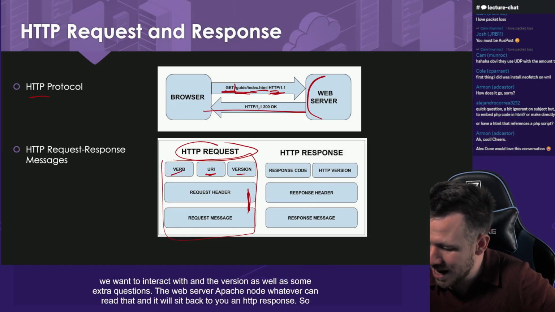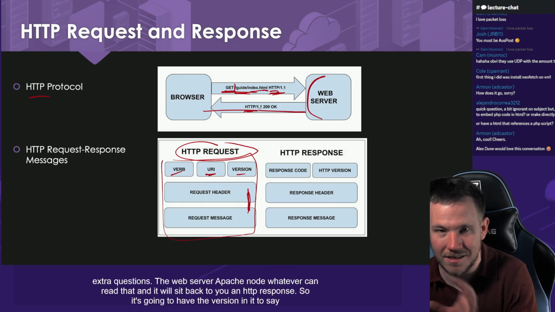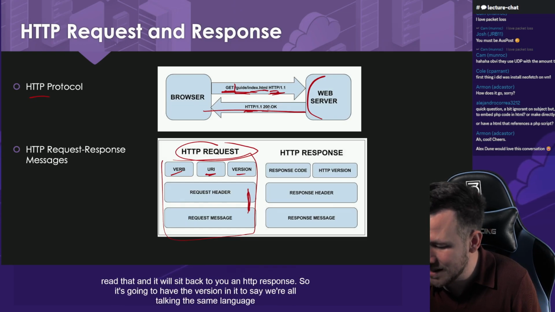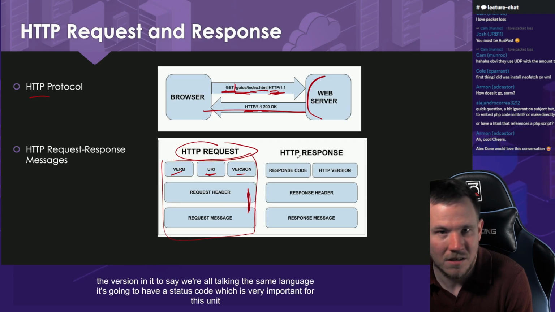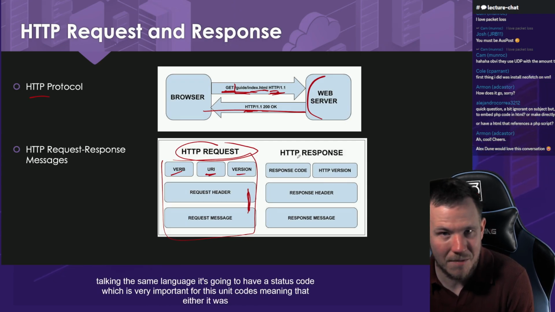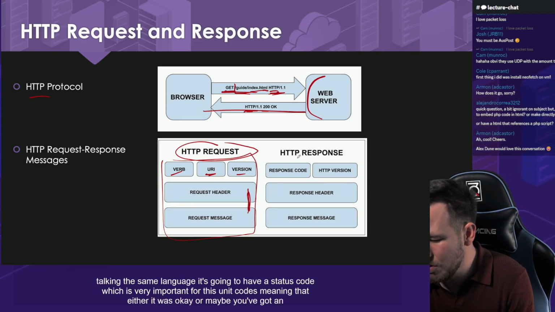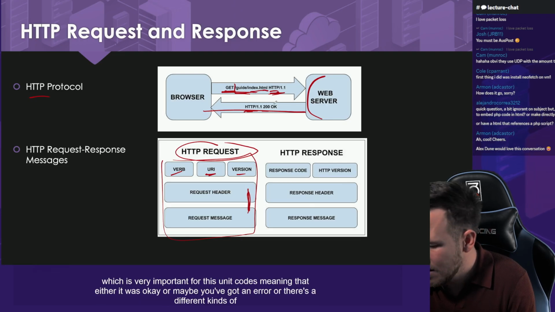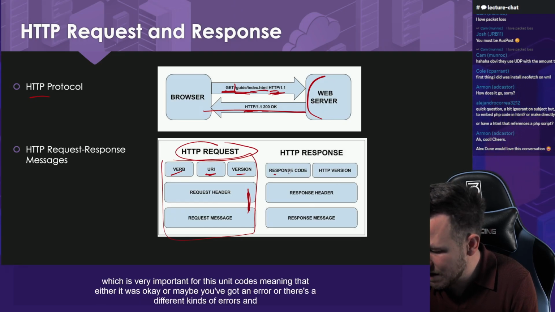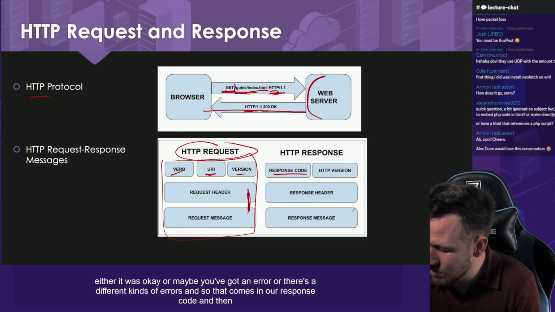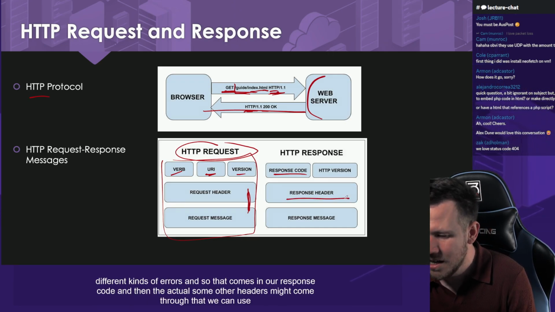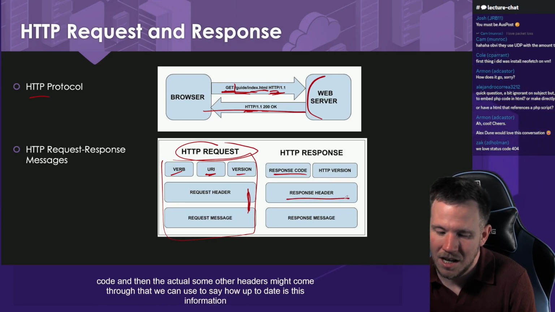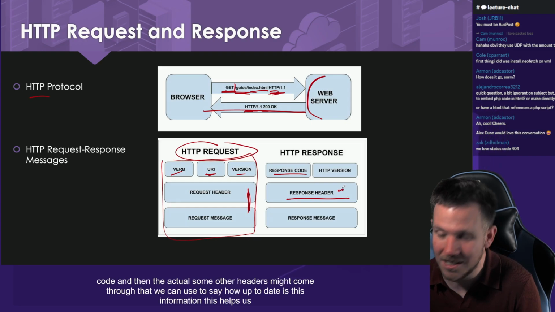So it's going to have the version in it to say, yep, we're all talking the same language. It's going to have a status code, which is very important to this unit. Status codes mean that either it was okay, or maybe you've got an error, or there are different kinds of errors. And that comes in our response code. And then some other headers might come through that we can use to say how up to date is this information. This helps us with knowing things about caching.